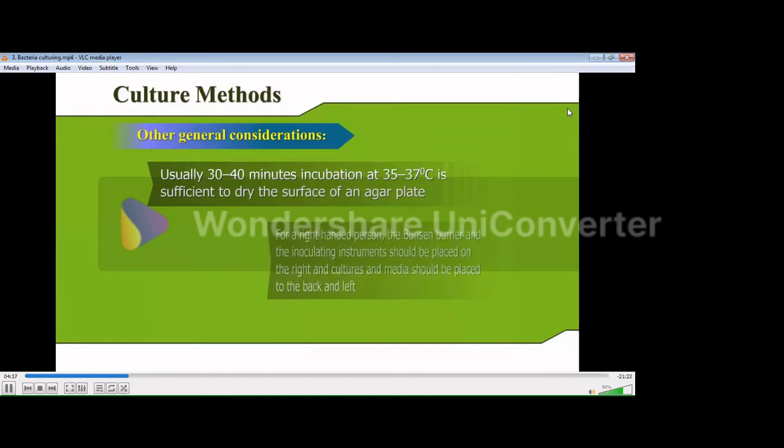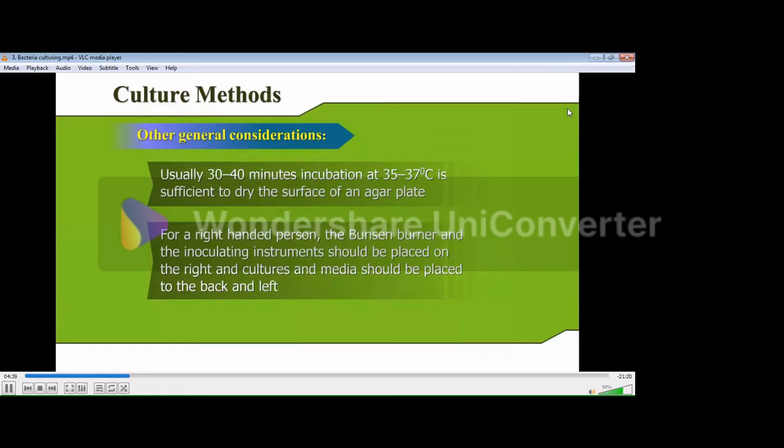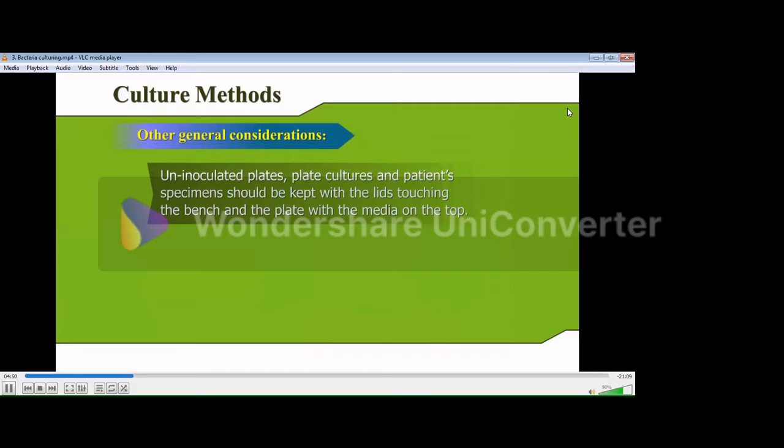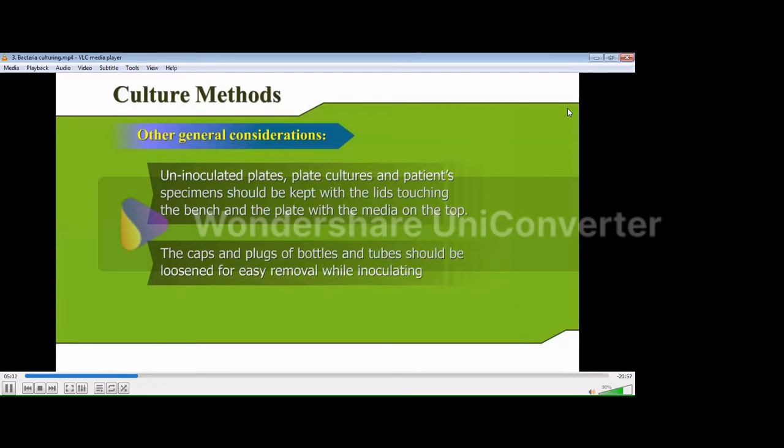agar plate. For a right-handed person, the Bunsen burner and the inoculating instruments should be placed on the right, and cultures and media should be placed to the back and left. Uninoculated plates, plate cultures, and patient's specimens should be kept with the lids touching the bench and the plate with the media on the top. The caps and plugs of bottles and tubes should be loosened for easy removal while inoculating.